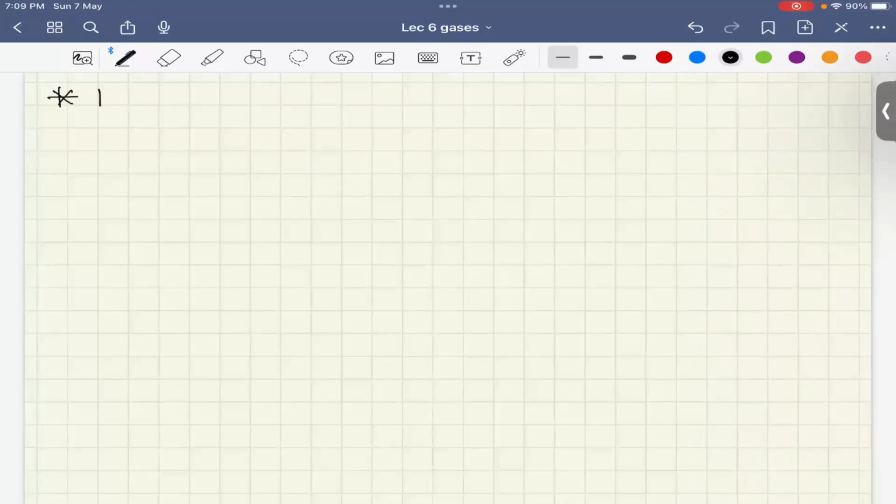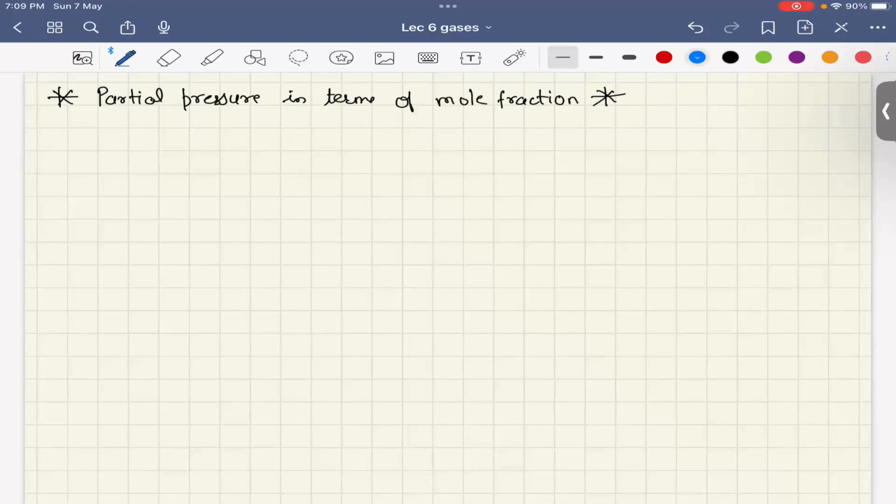Partial pressure in terms of mole fraction. Mole fraction is a method of expressing concentration of a component in a mixture. It is defined as the moles of a substance in a mixture as a fraction of total moles of all the substances. What is mole fraction?